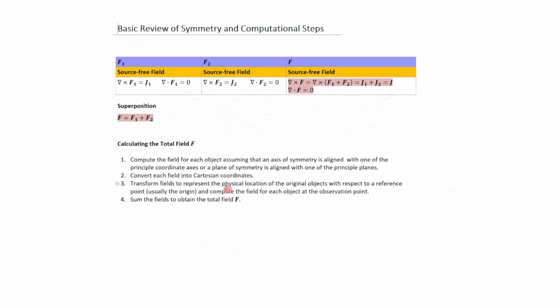Third step is to transform fields to represent the physical location of the original objects with respect to a reference point, usually the origin, and to compute the field for each object at the observation point. So now we translate our solutions to the actual appropriate point, which is what we started with. And then the last step is to take those results and add them together, and that would represent the total field F. So this is more or less the procedure that we'll follow.